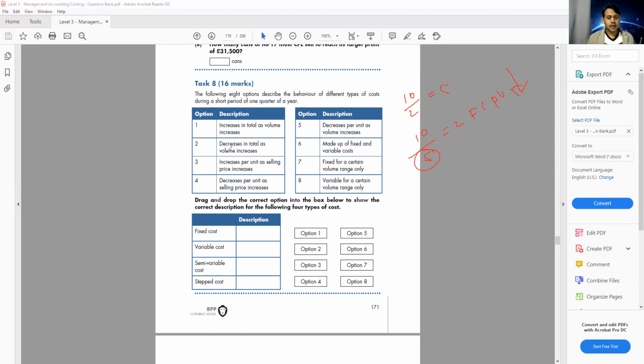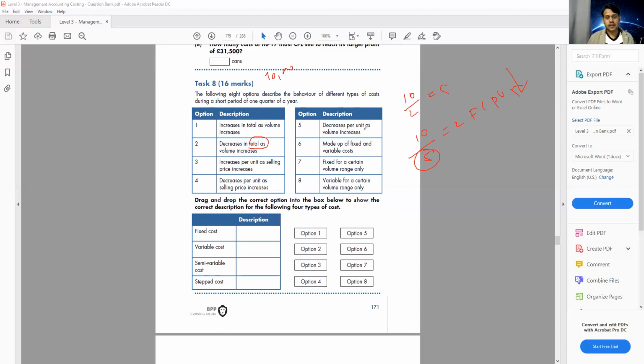Decrease in total as volume increases? No, the total is not changed. If my rent is 10,000, the rent is 10,000 anyway. If I make one unit or 100 units, the rent is fixed. So it's not a decrease in total. Increase per unit as selling price increases? No, it's never increased. Decrease per unit as selling price increases? There is no relationship with the selling price.